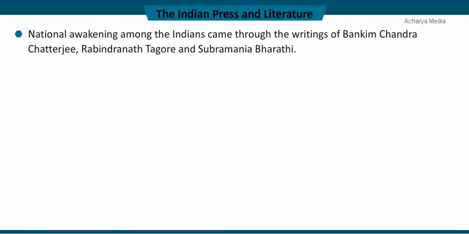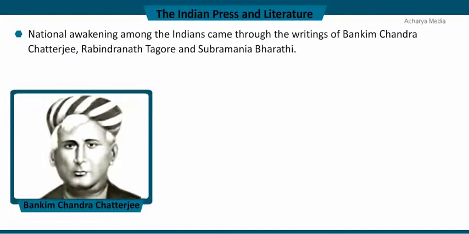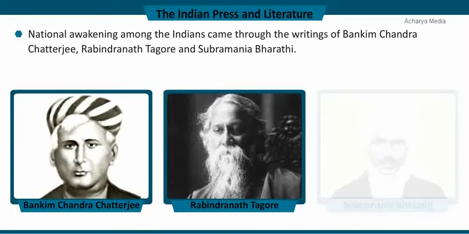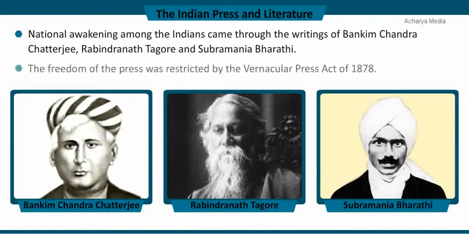National awakening among the Indians came through the writings of Bankim Chandra Chatterjee, Rabindranath Tagore and Subramanya Bharati. The freedom of the press was restricted by the Vernacular Press Act of 1878, which led to agitation and unrest among the people. The Revolt of 1857.